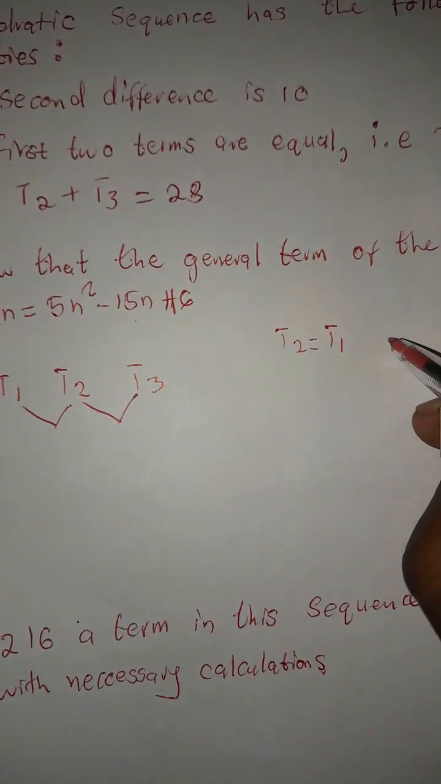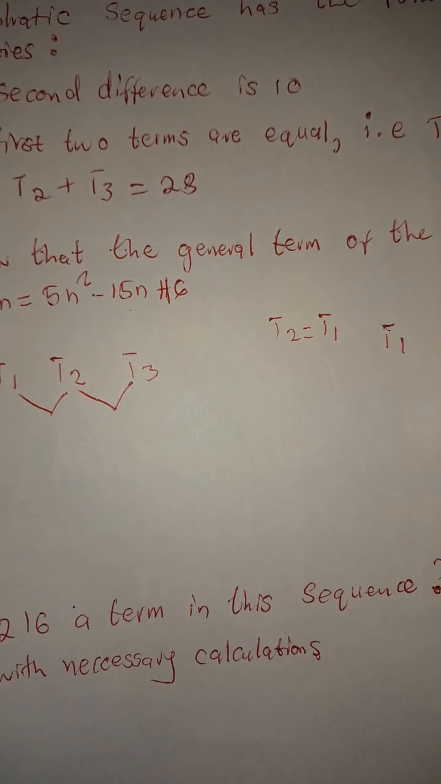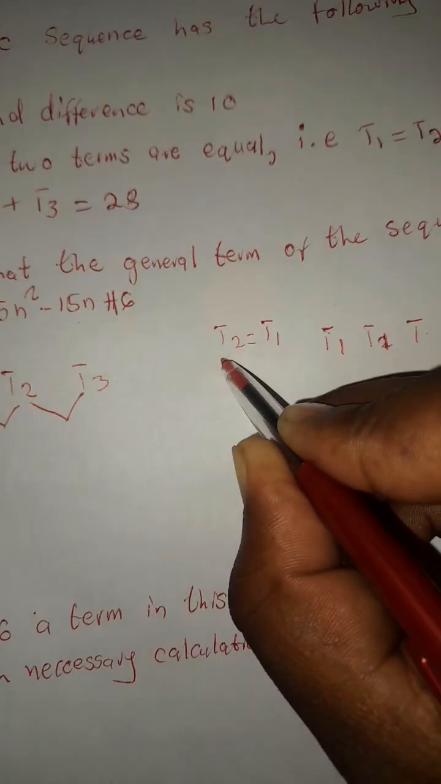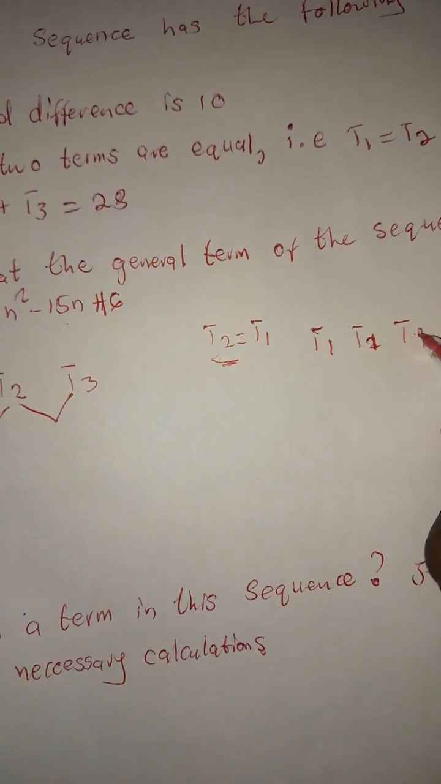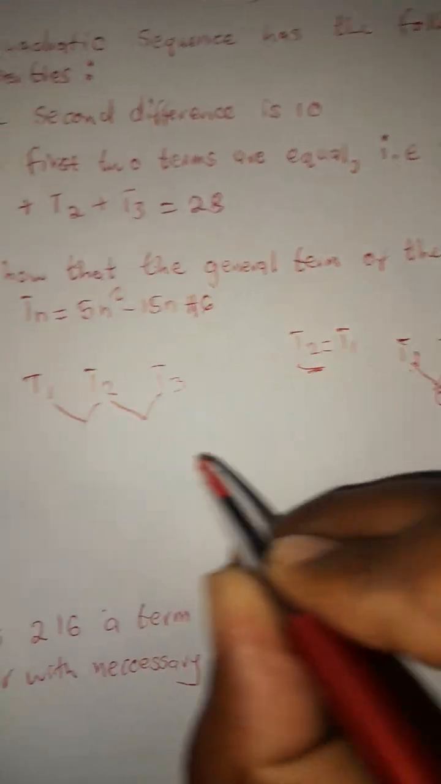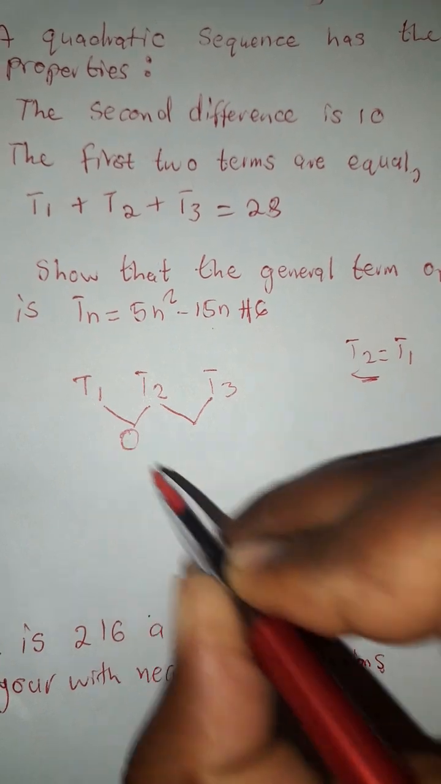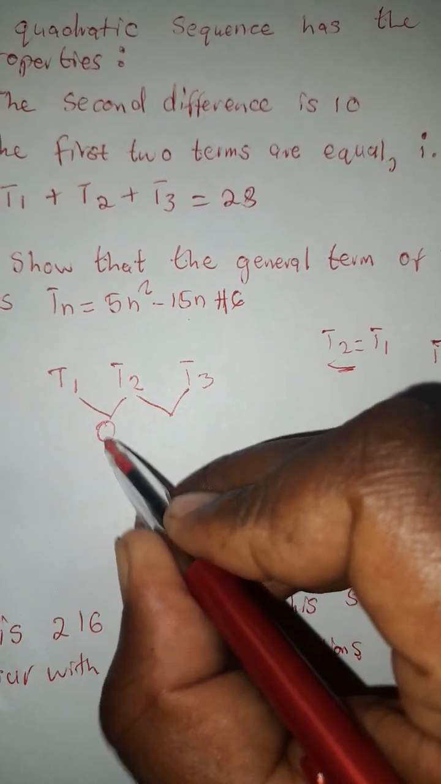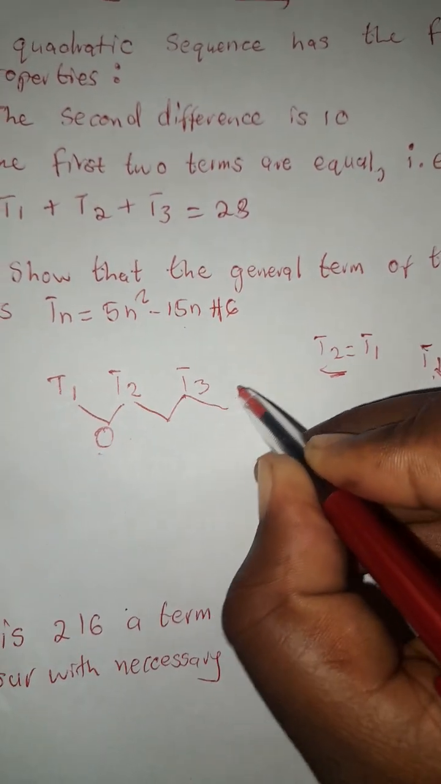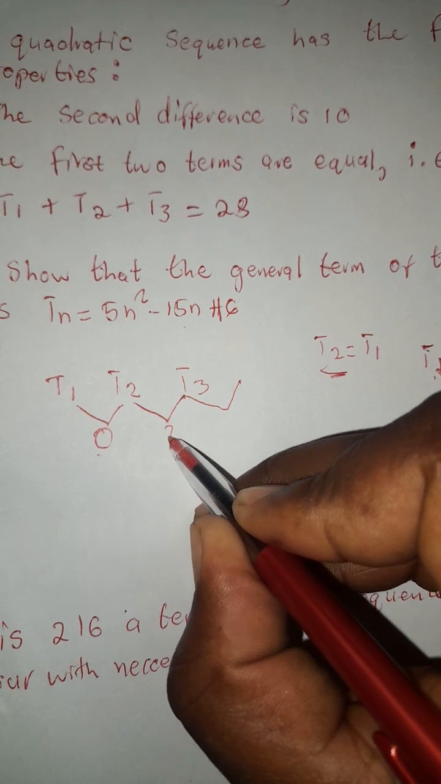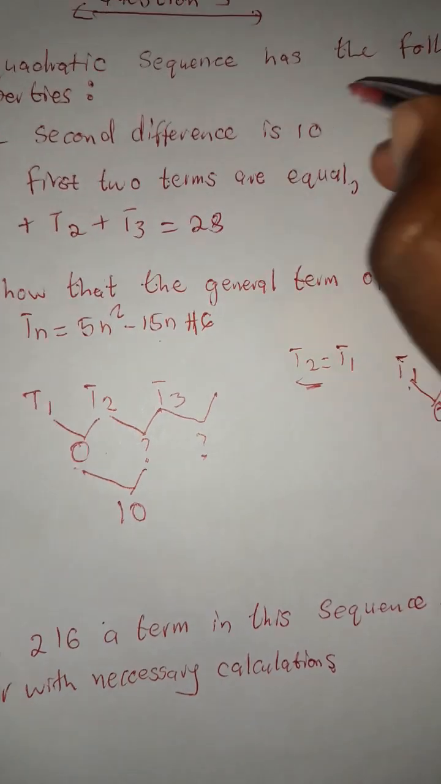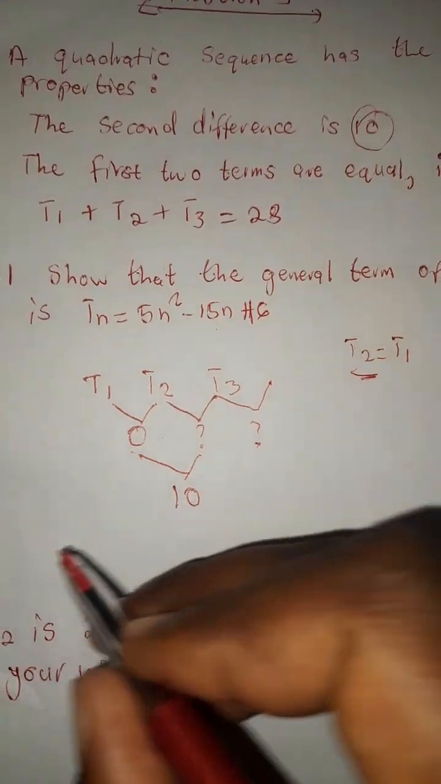So this is the same as having T1 and T1, because this is the same as this, and then T3. When you subtract T1 minus T1, we get 0. So in this case, our first difference is 0. We don't know the numbers that follow here, but we are given that the second difference is 10. That's nice to know.